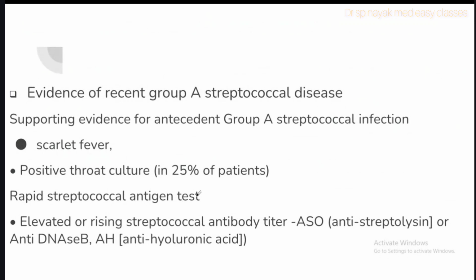Now, how do we see evidence of recent Group A streptococcal disease? The patient would be suffering from scarlet fever, or there would be a positive throat culture, which is seen in 25% of patients. Then we can do a rapid streptococcal antigen test, which shows an elevated or rising streptococcal antibody titer: ASO, that is anti-streptolysin, or anti-DNase B, or AH, that is anti-hyaluronidase.